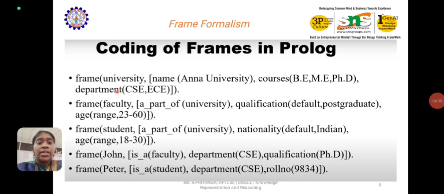Let us see the summary. Knowledge representation technique, as we already said, introduced by Marvin Minsky. It uses structured units called frames to model typical situations or concepts. Each frame consists of slots, that is attributes, and fillers, that is values.